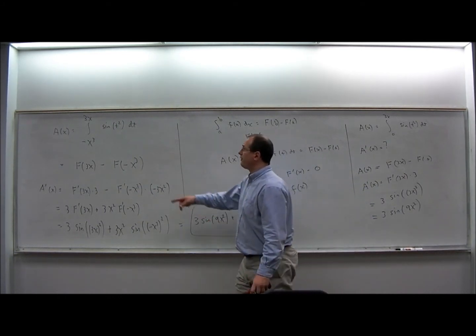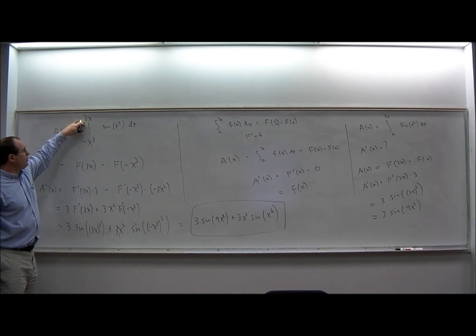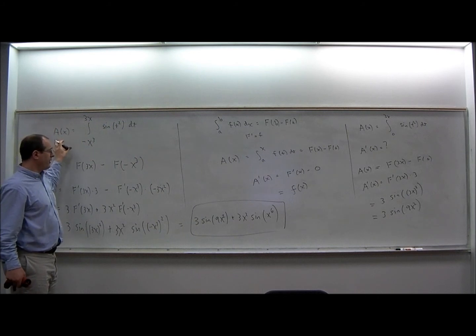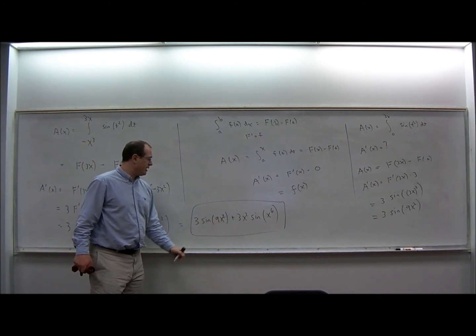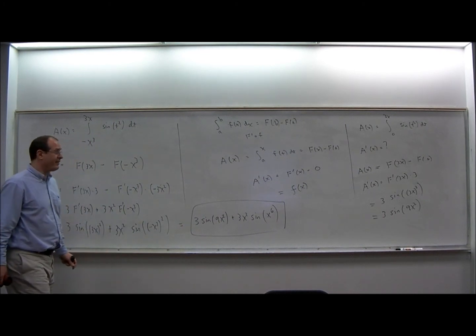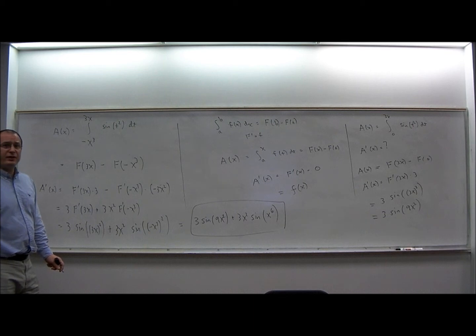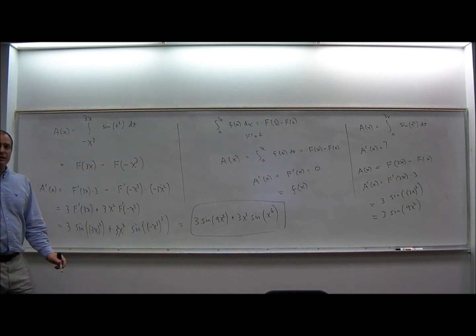So the derivative of the area function, the integral from negative x cubed to 3x of sine of t squared dt, is this here: 3 sine 9x squared plus 3x squared sine of x to the 6th, by the chain rule and the fundamental theorem of calculus. Okay, so there's a look at finding the derivative of an area function.